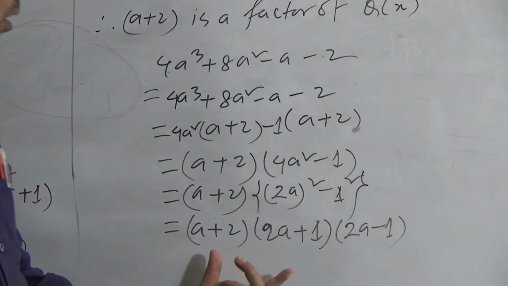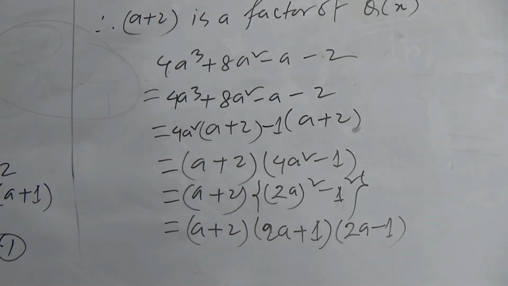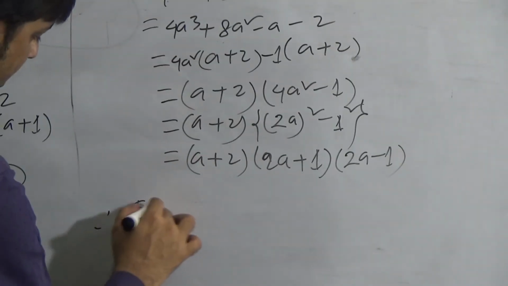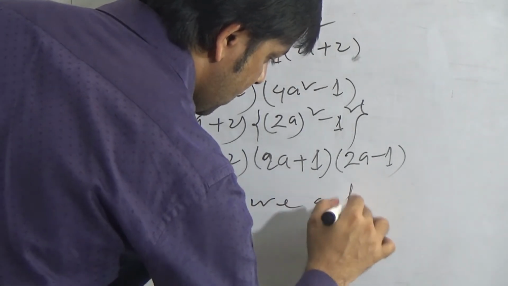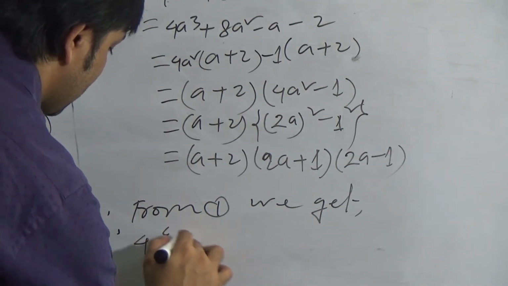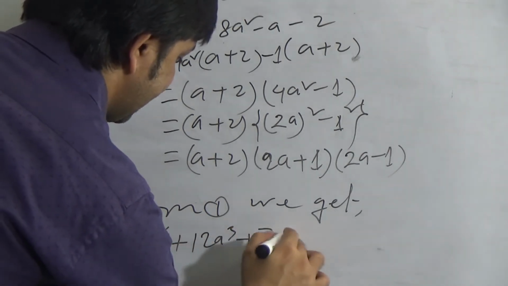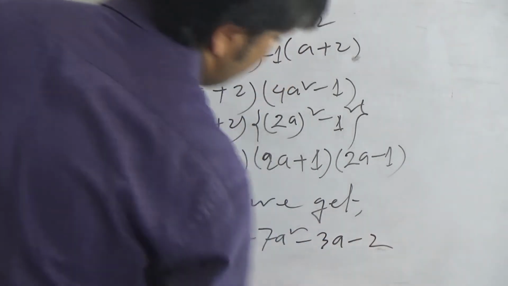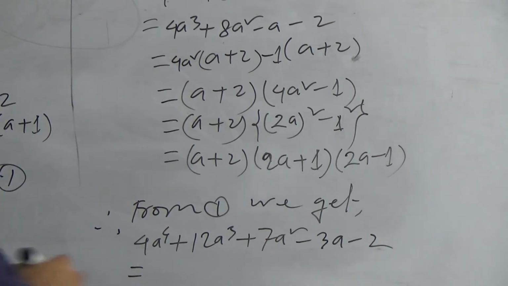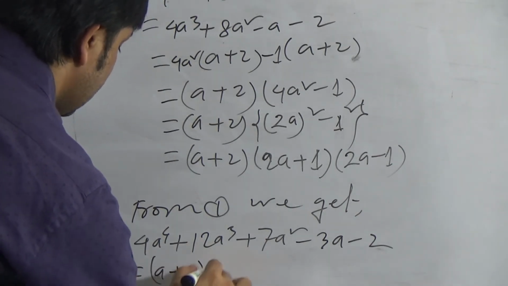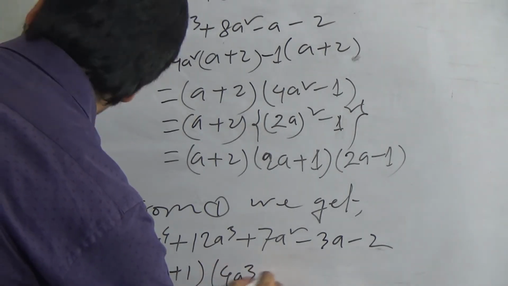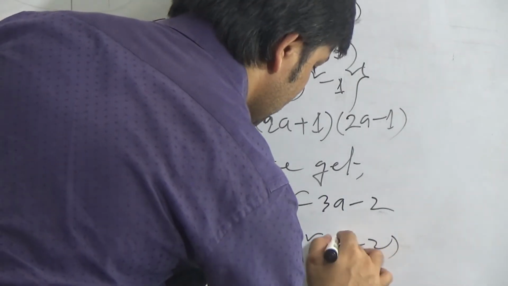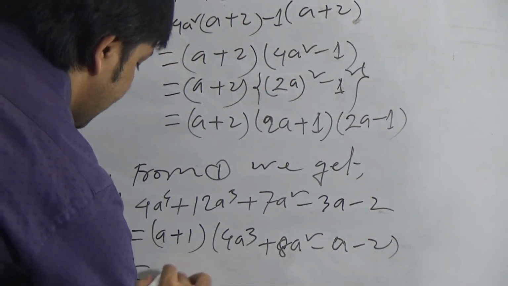Now we need to use this in equation 1. So if we use this in equation 1, we will get here, therefore from 1 we get 4a to the power 4 plus 12a cube plus 7a square minus 3a minus 2 is equal to a plus 1 into 4a cube plus 8a square minus a minus 2. Now we can put the value of this as we have factorized this.